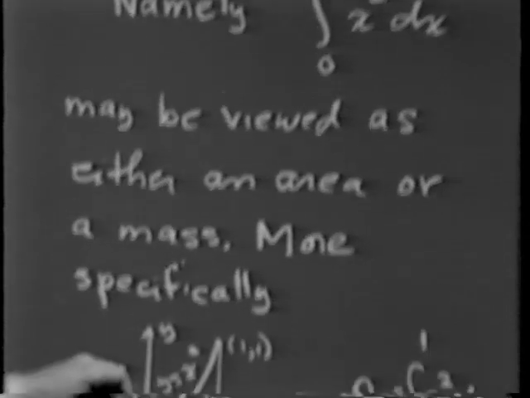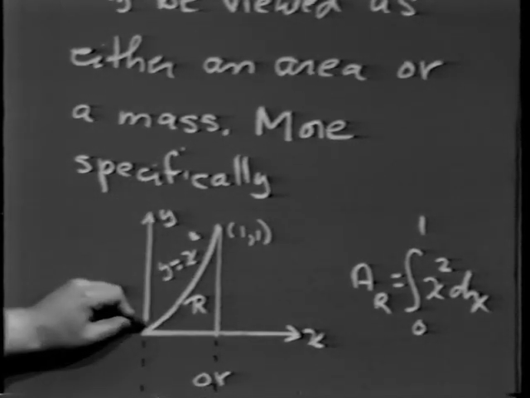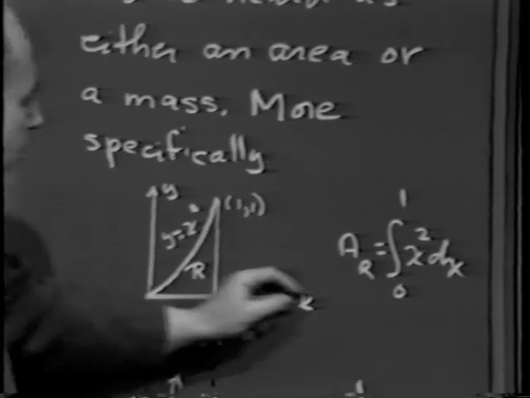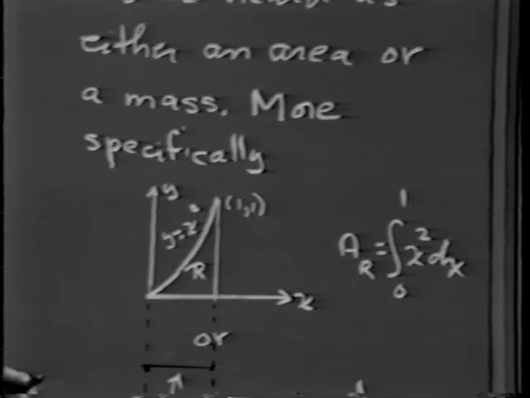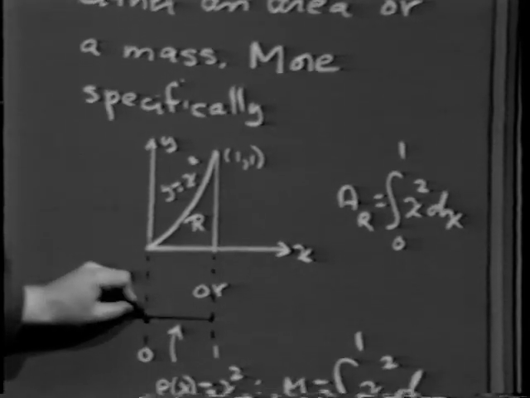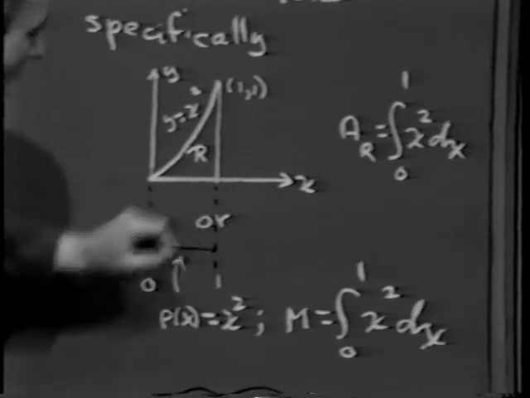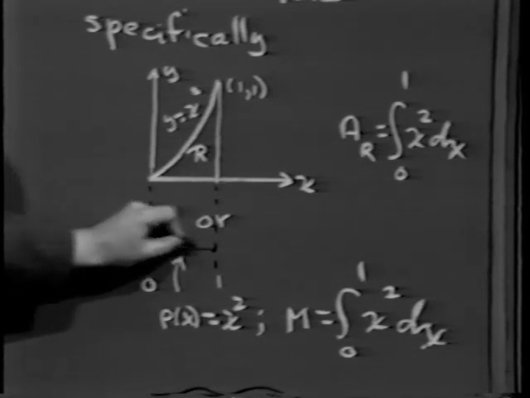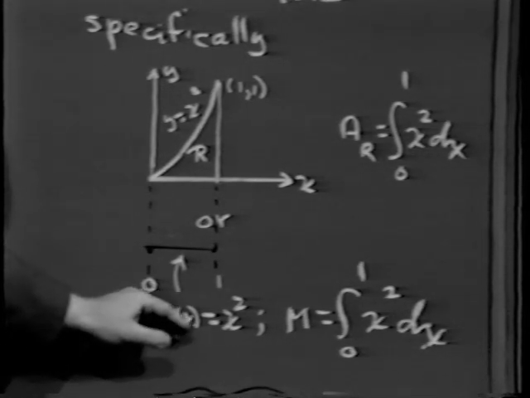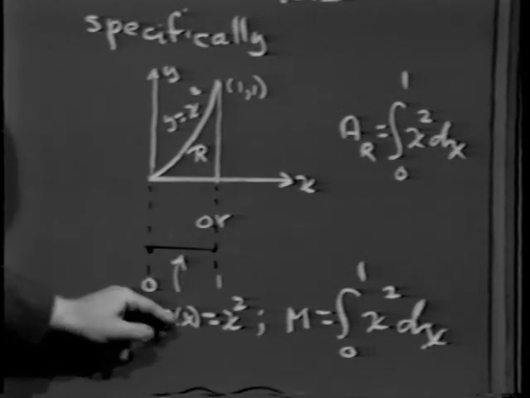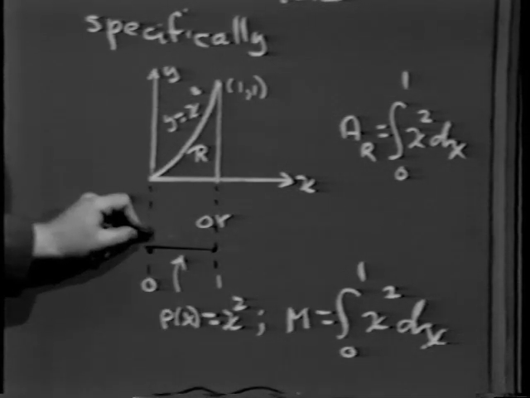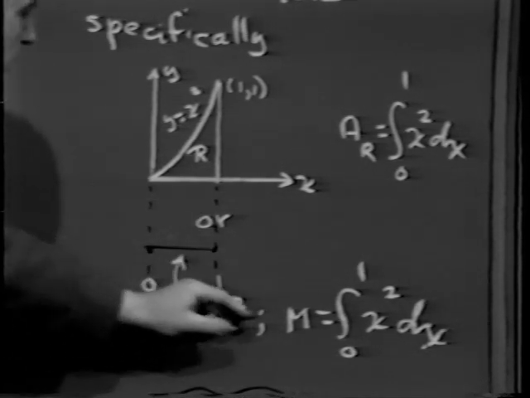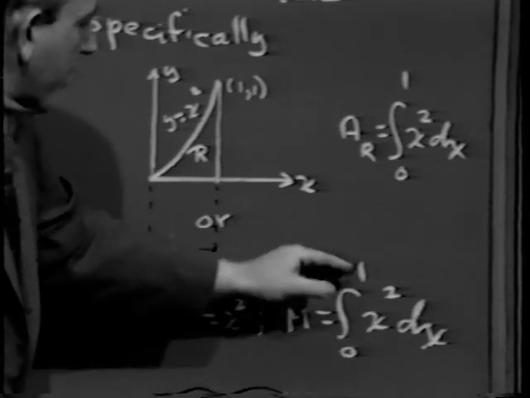More specifically, let me take the region R as shown here. Then you see one interpretation of the integral from 0 to 1 of x squared dx is that it's the area of the region R. Another interpretation is, imagine that you have a very thin rod, geometrically of uniform shape. In other words, it's essentially a segment of the x-axis from 0 to 1. And suppose that the density of this rod is a function of position x, say rho of x is x squared. Then notice, in a manner analogous to what we were just talking about, the mass of this rod would be found by integrating x squared from 0 to 1.